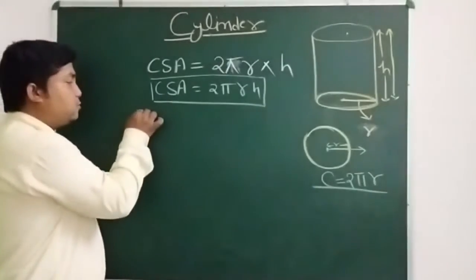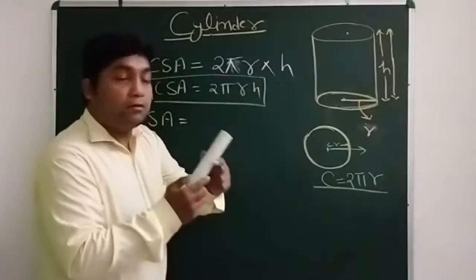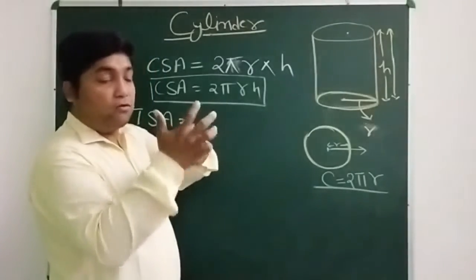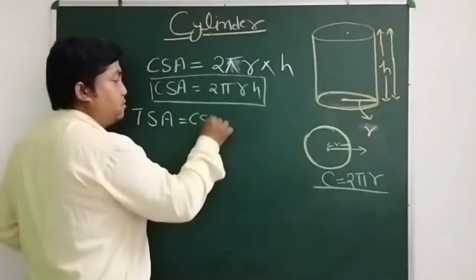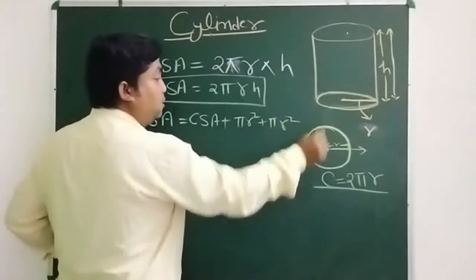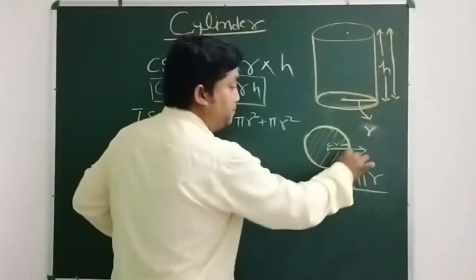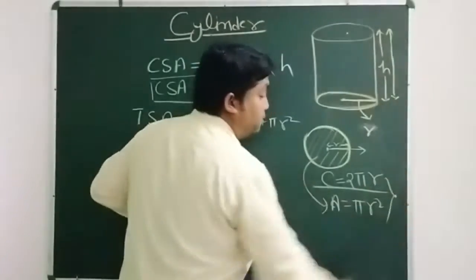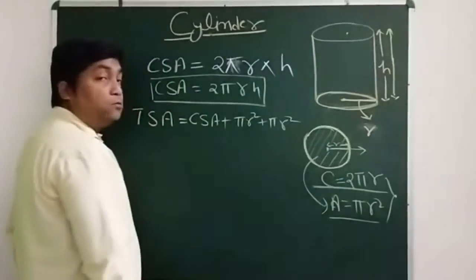So if you want to find the total surface area, you have to see that in the cylinder, the total surface area is CSA plus one circle on top and one circle on the bottom. So CSA plus one circle up plus one circle down, and you know the area of the circle. In your previous classes, you learned that the area of the circle is equal to pi r square and the circumference is equal to 2 pi r.